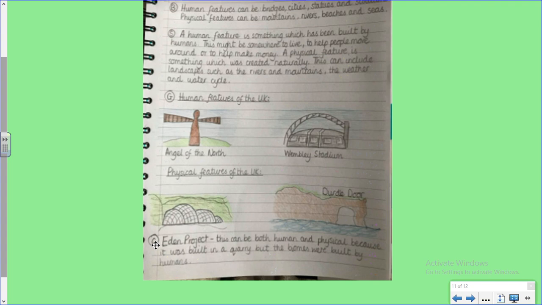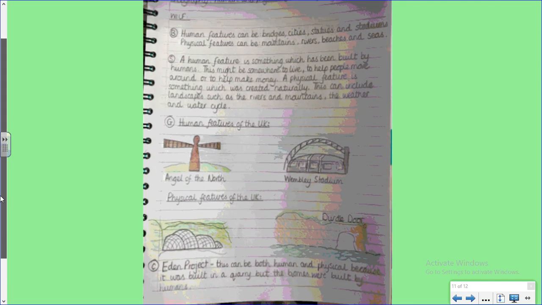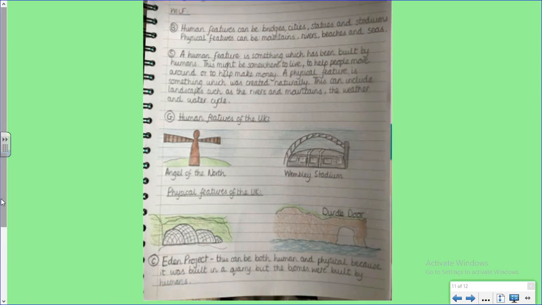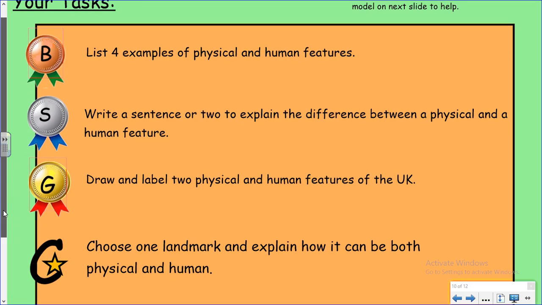Now I've gone for challenge today. I wanted to choose one of these and explain why it was both. So I went for the Eden Project. I've said this can be both human and physical because it was built in a quarry, but the biomes were built by humans. So that's my challenge right there. You know that you can pause the video here if you want to have that for help, or you could go back and pause the video here to remember what you need to do for each WILF.